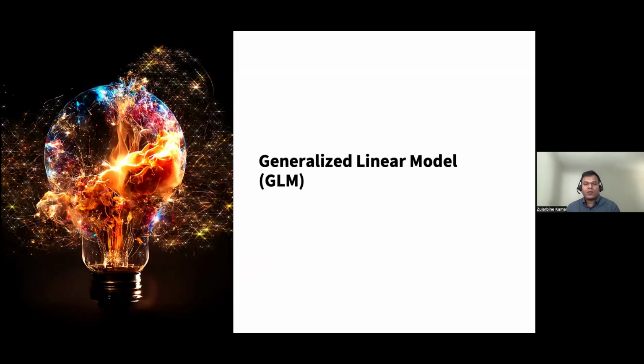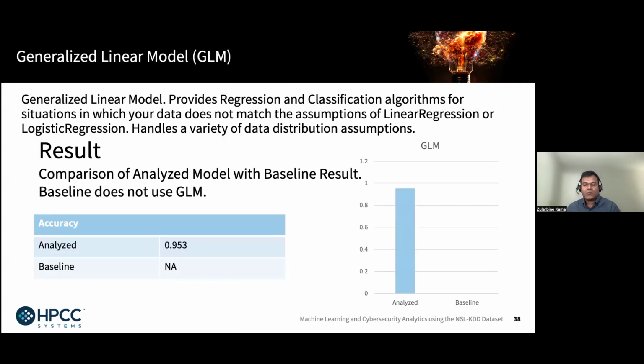Generalized linear model, or GLM bundle. Generalized linear model with the binomial classification algorithm. GLM models allow us to build a linear relationship between dependent variable and independent variable, even though their underlying relationship is not linear. I have got 95% model accuracy using this algorithm, and our baseline result doesn't have the GLM algorithm.